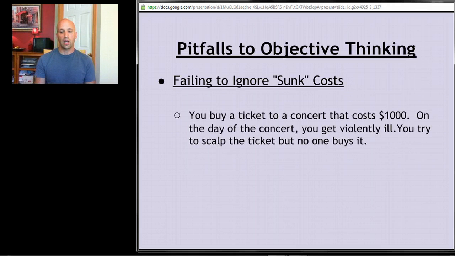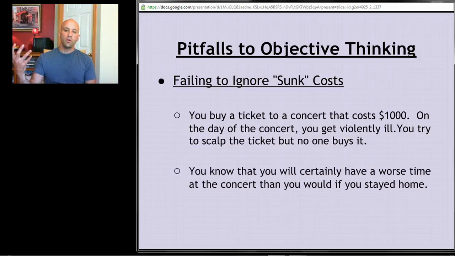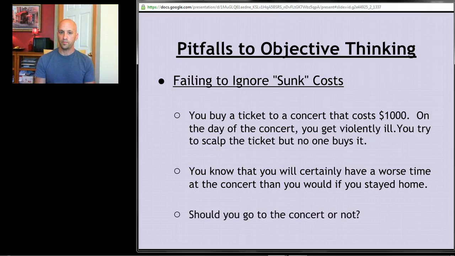Let's say you buy a ticket to a concert that costs $1,000. It's just the most awesome concert ever. On the day of the concert, you get violently ill. You're vomiting, you have a fever, you have a headache, it's terrible. You try to scalp the ticket, but for whatever reason, no one's buying it at any price. Let's say that you know with certainty that if you go to this concert, you will certainly have a worse time than if you simply stay home. Not fun to vomit at a concert, not fun to go to a concert when you have a headache because of the loud music. So the question is, should you go to the concert?